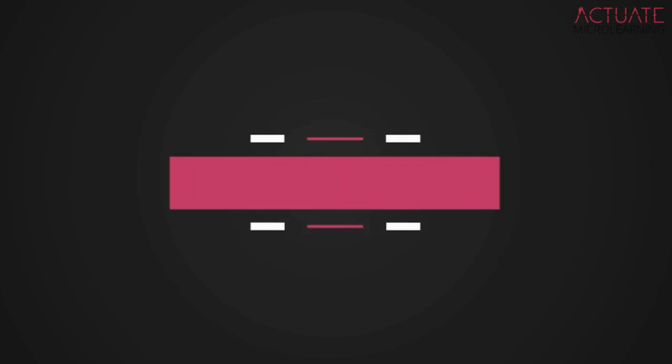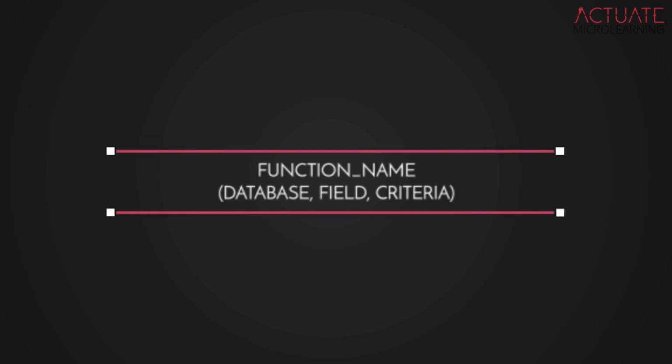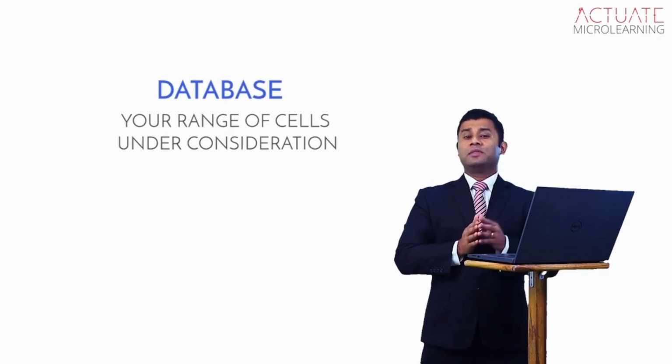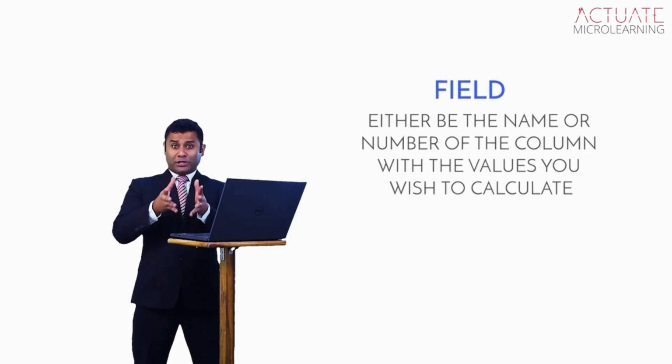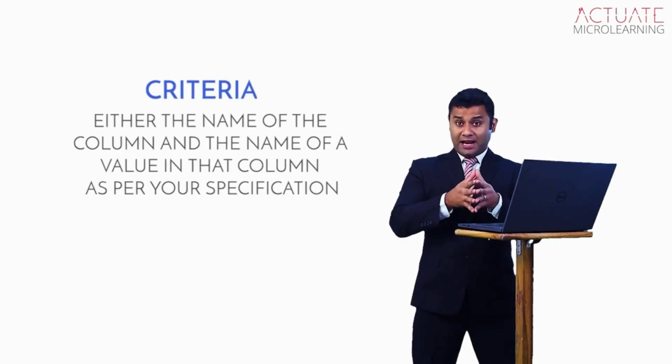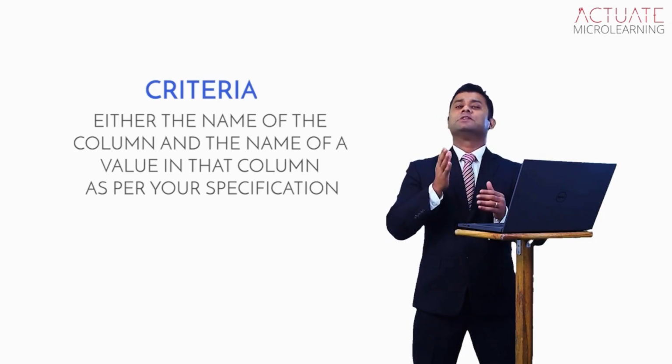Before we jump right in, let's understand the parameters of the general syntax. Function_name, open parenthesis, database, comma, field, comma, criteria, close parenthesis, where database is your range of cells under consideration. Field could either be the name or number of the column with the values you wish to calculate. Criteria is either the name of the column and the name of a value in that column as per your specification. So now that we're familiar with the general syntax, let's explore.